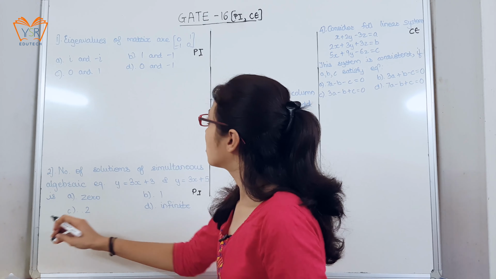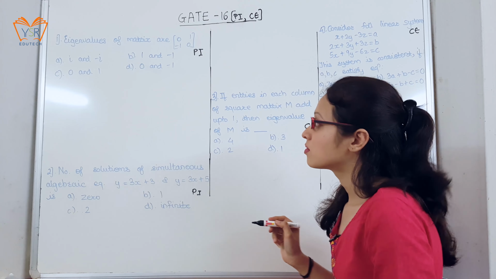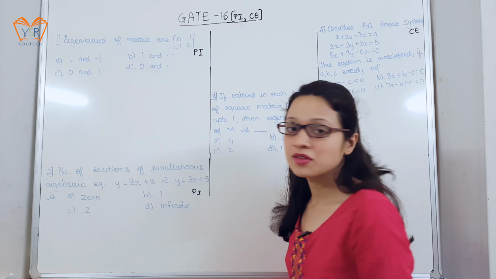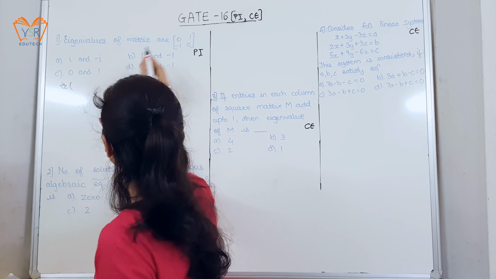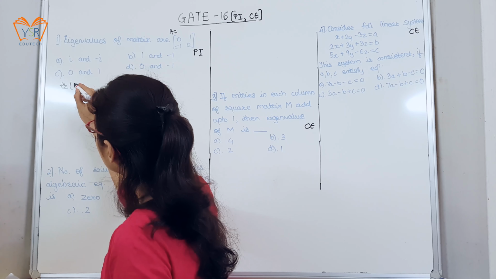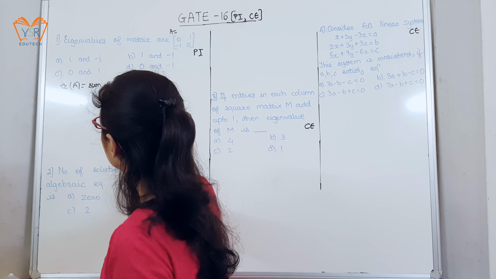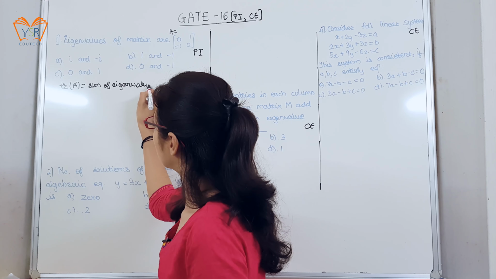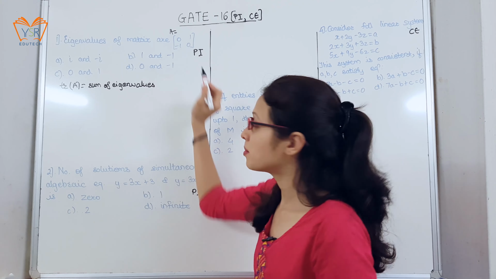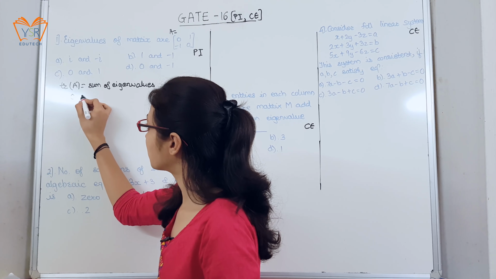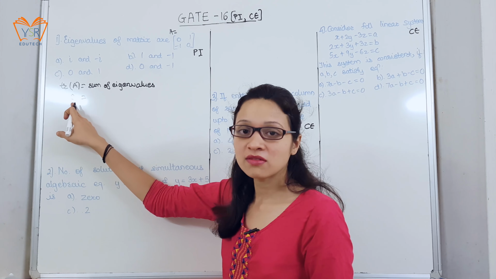So the first example: the eigenvalues of the matrix 0, 1, minus 1, 0 are. We are supposed to find the eigenvalues of the given matrix. Let us consider this as matrix A. Trace of A is equal to the sum of eigenvalues. Trace is nothing but the sum of diagonal elements. Diagonal elements are 0 and 0, so the sum of diagonal elements is 0. Now the sum of eigenvalues should be equal to 0.